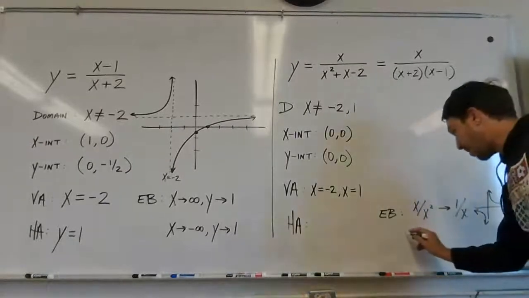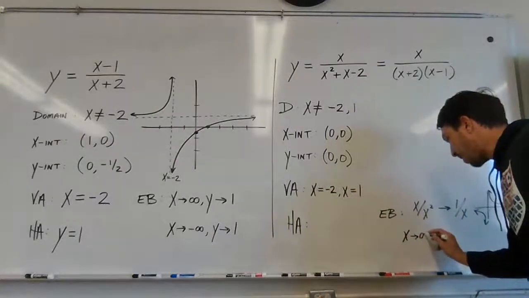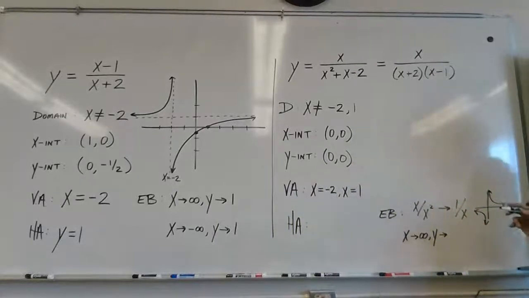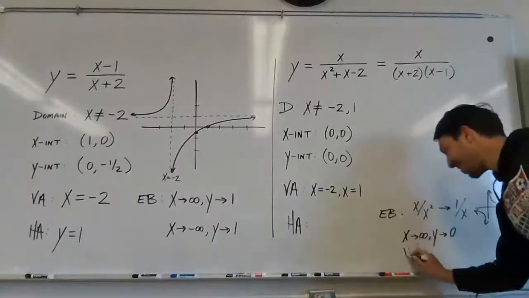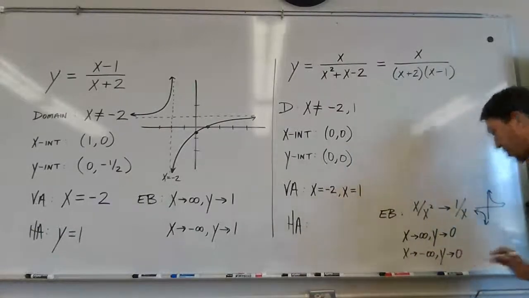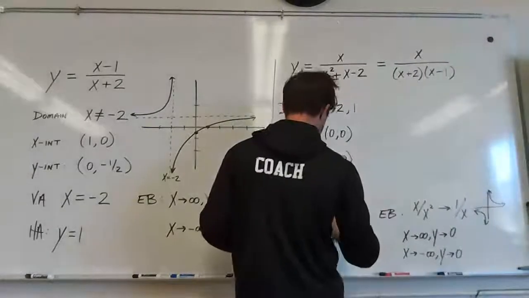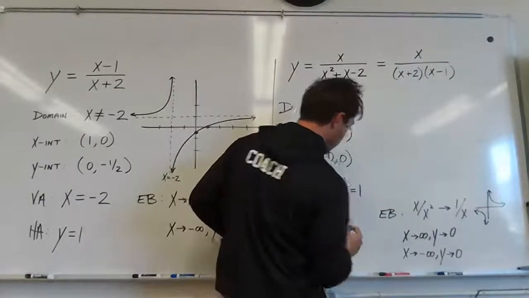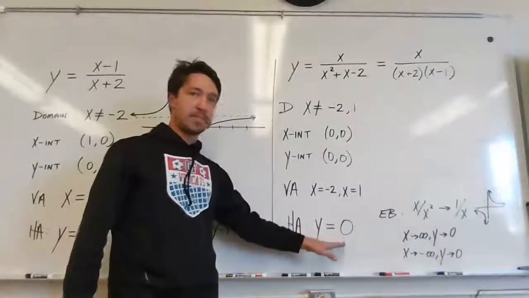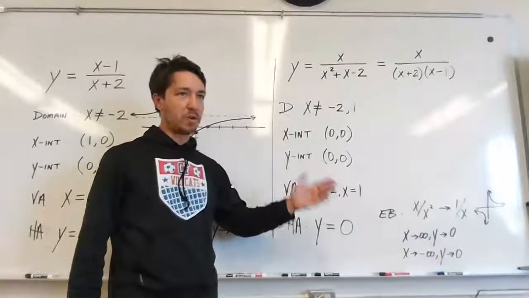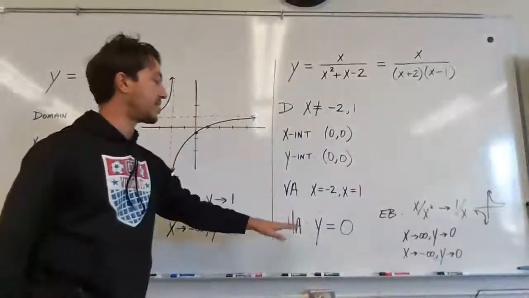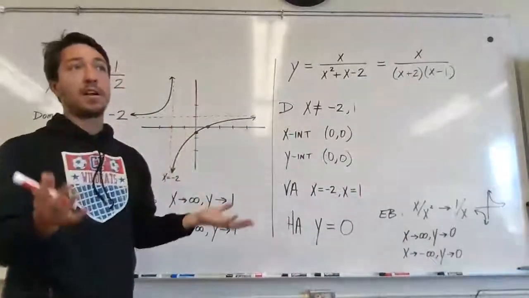But I've got to write the end behavior in the correct notation. So as x approaches infinity, y approaches... hopefully we know the answer by now. 0. As x approaches negative infinity, y also approaches 0. Same idea. So my horizontal asymptote... You can see why the term horizontal asymptote is a thing, because it's much more concise to say this than to say all that. It's a very concise way of saying a large amount of information.